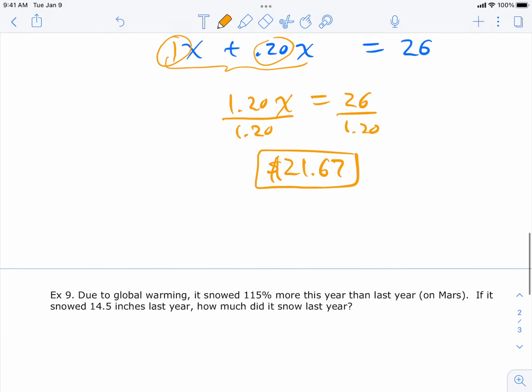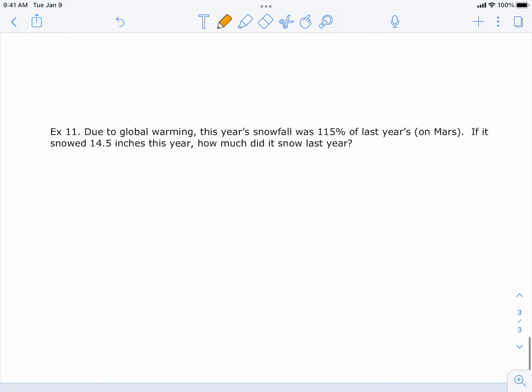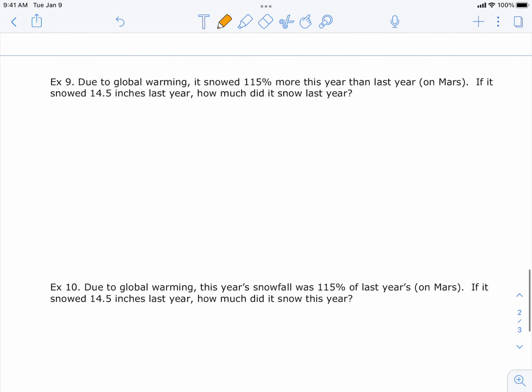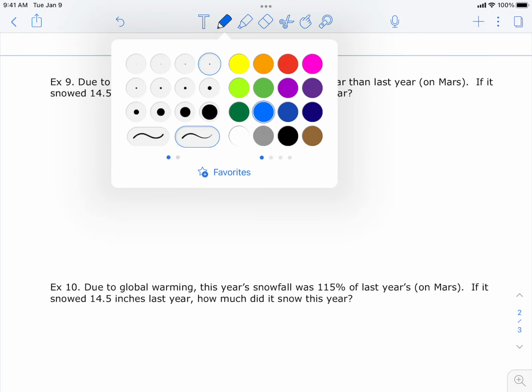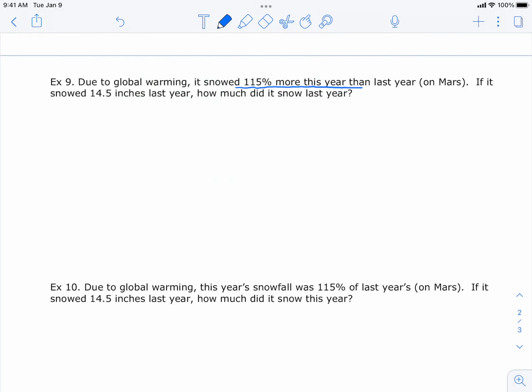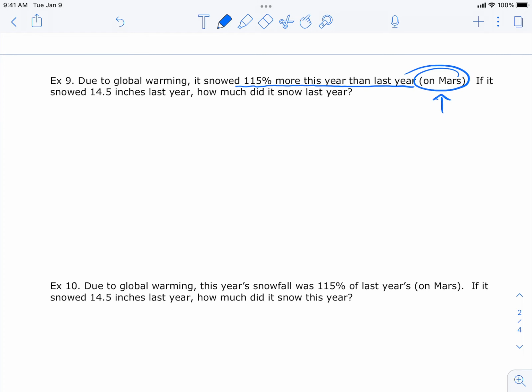Okay, what else do we got here? We got global warming. Due to global warming, it snowed 115% more this year than last year. By the way, you know how the ice caps are receding? They're receding on Mars. I found that out and I went, what? So what's that mean? I don't know, I guess we polluted Mars with our Viking rover. But anyway, I digress. Here's the phrase: it snowed 115% more this year than last year.